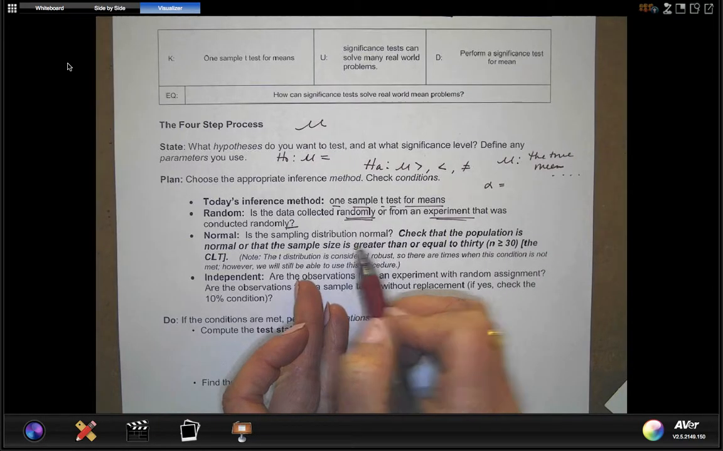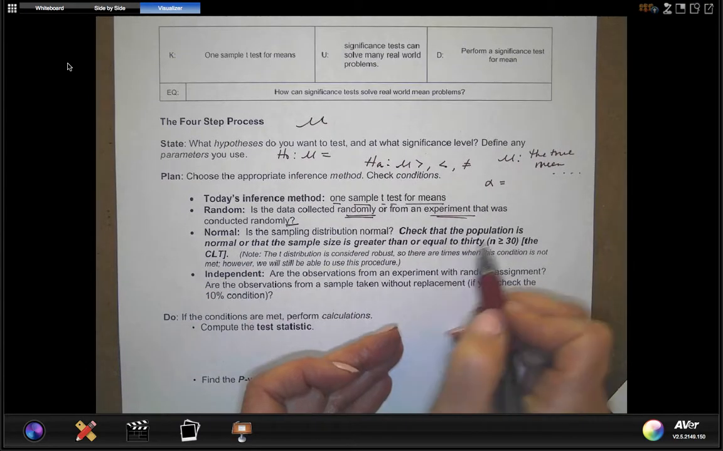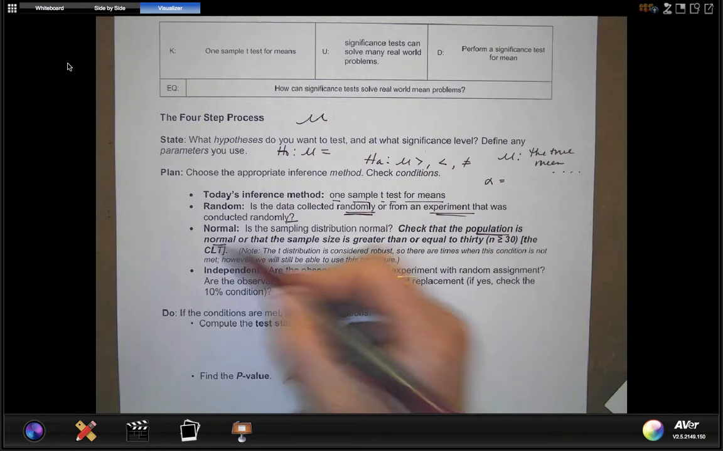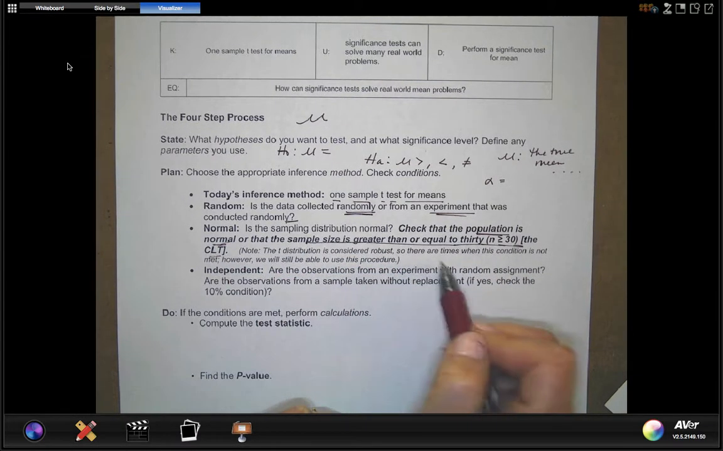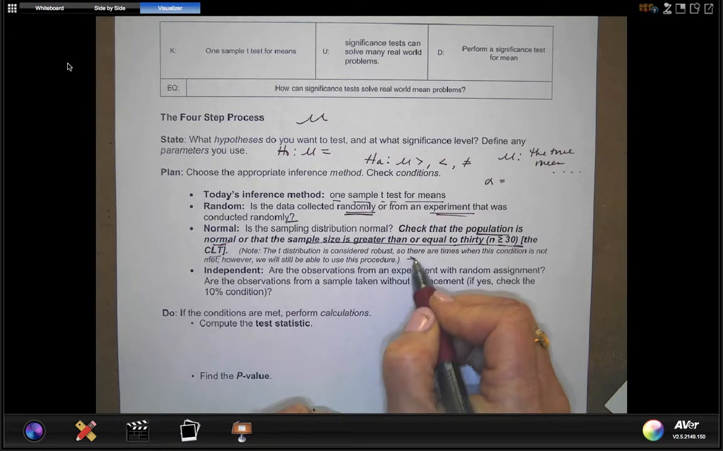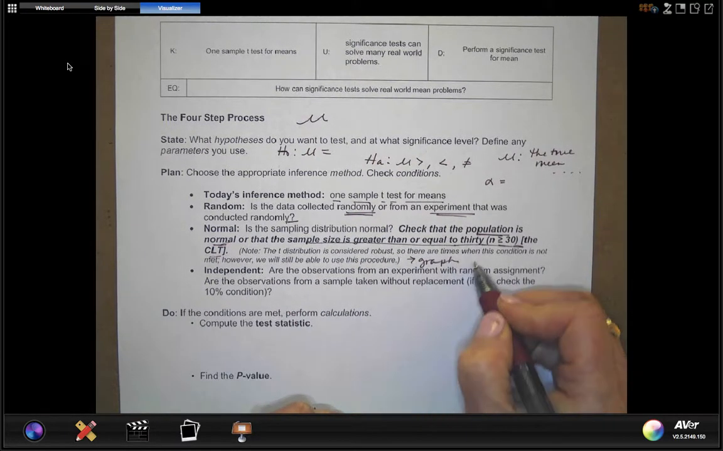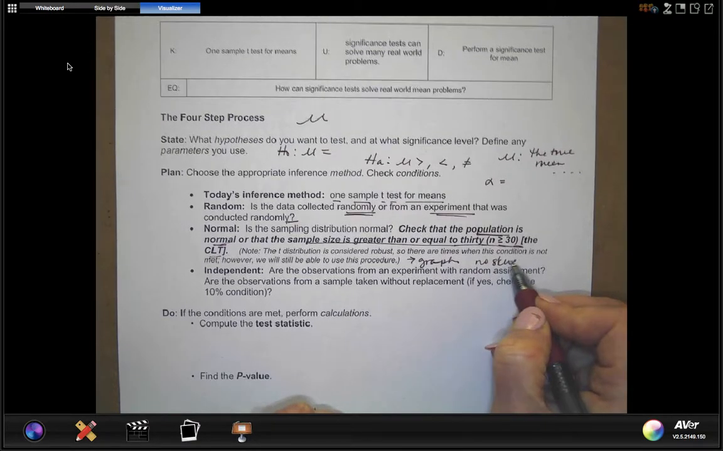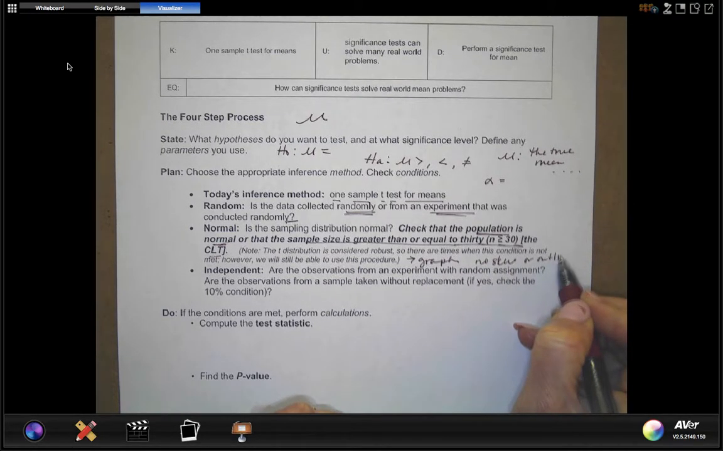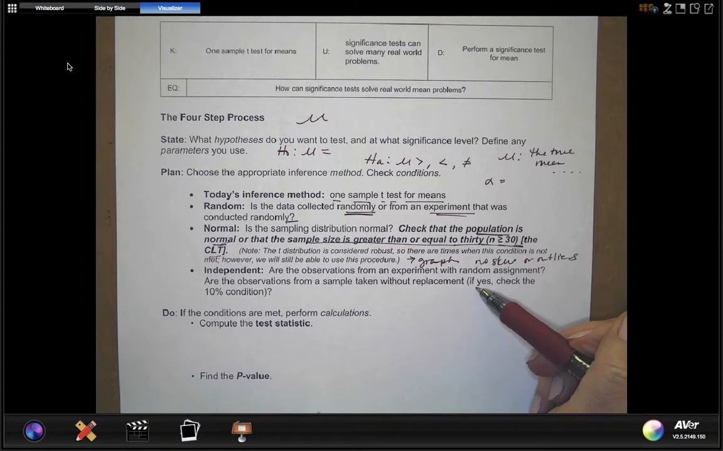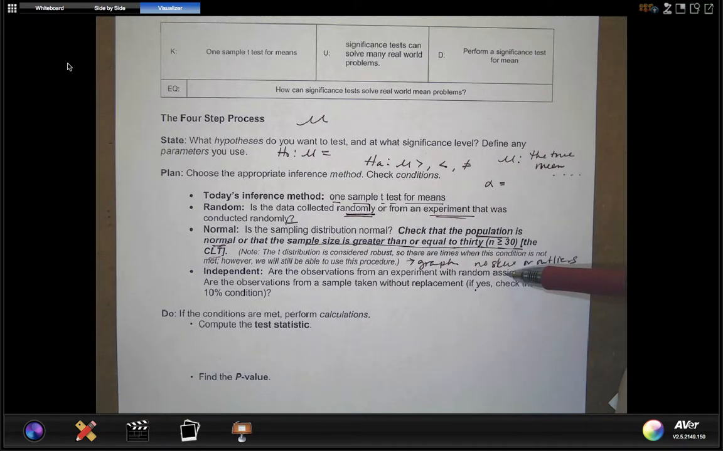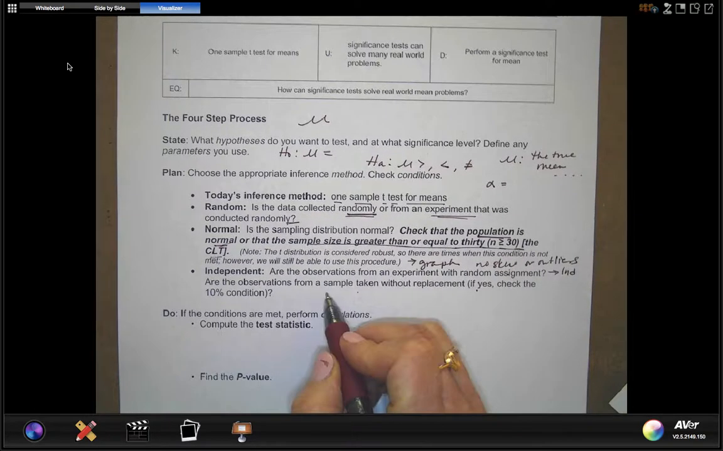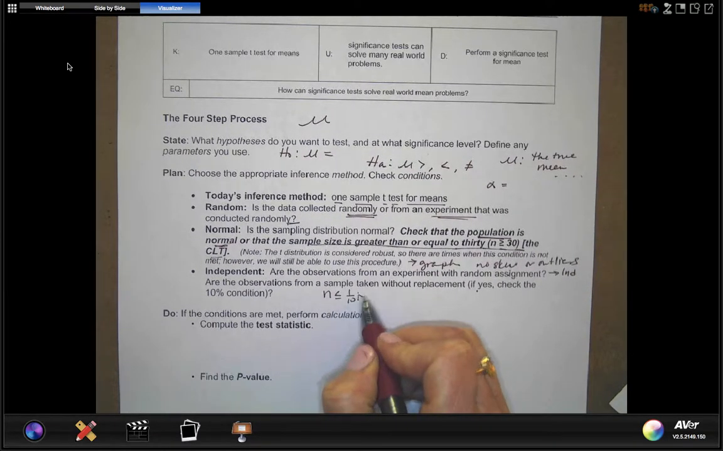All right, the normal check. So remember, for means, it's different. Either your population is normal, your sample size is greater than or equal to 30, which is your central limit theorem, or you can look at a graph. And remember, we did this last chapter. You're just looking for no strong skew or outliers. Then for independence, if the observations are from an experiment with random assignment, then they'll just be independent. If the observations are from a sample taken without replacement, then you're going to check that 10% condition.